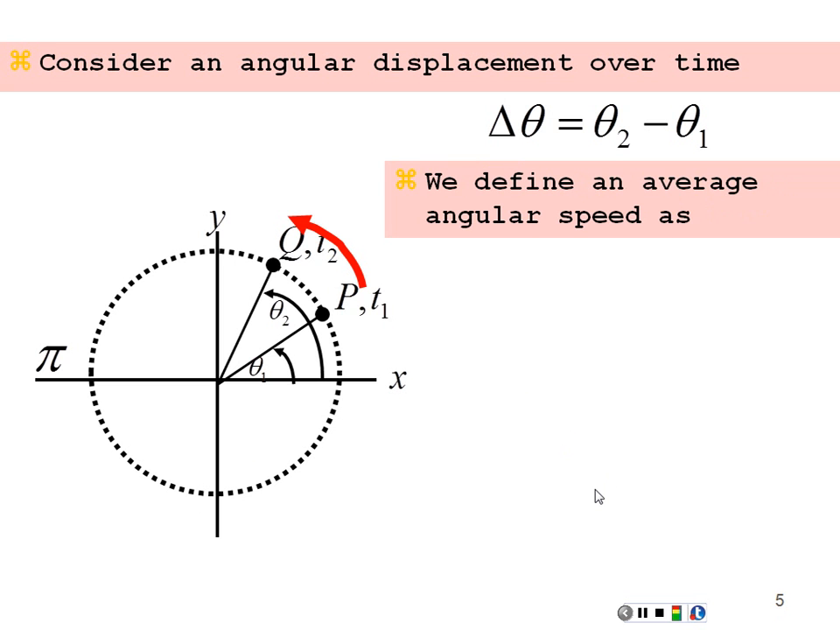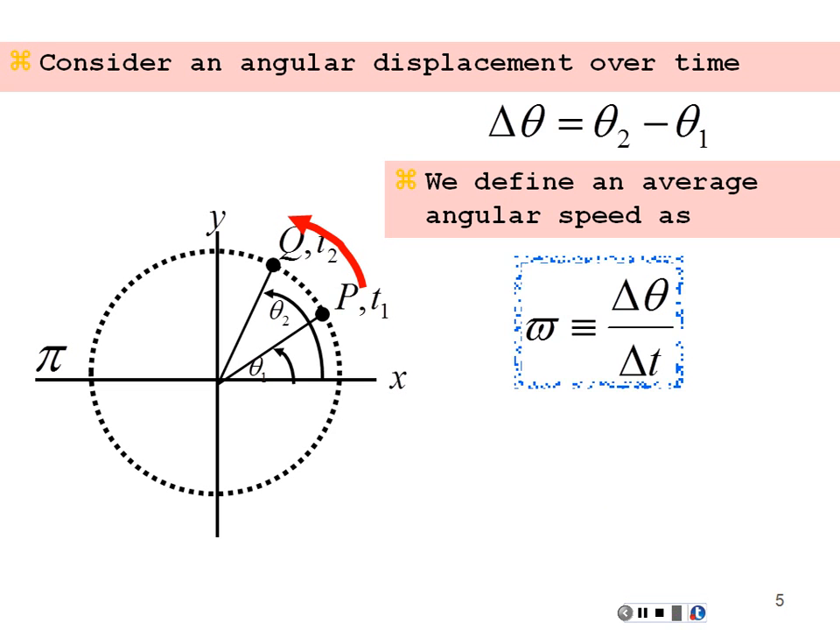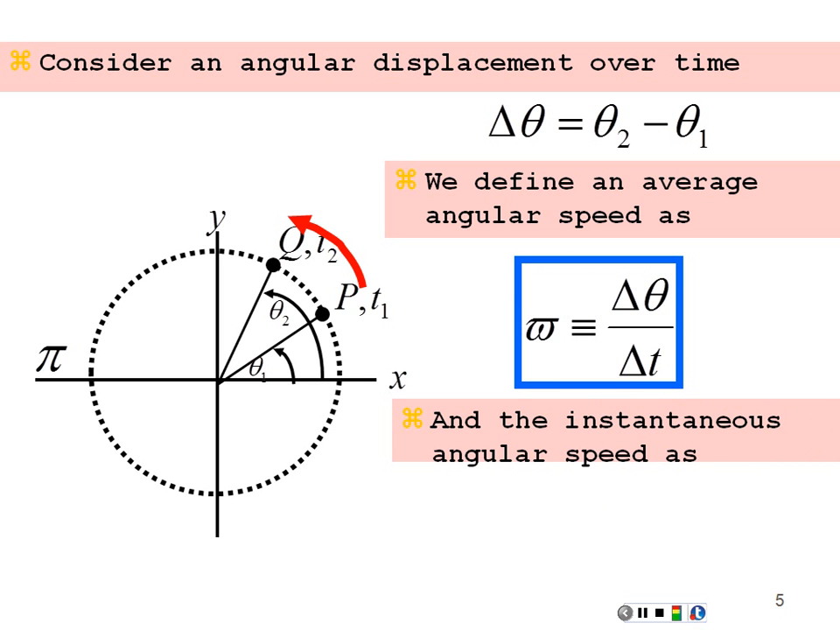With this angular displacement, delta theta, we now define an average angular speed as omega with a bar over it, and it is defined to be the angular displacement delta theta over the time interval delta t. If the time interval approaches infinitesimally small, then our instantaneous angular speed, omega, is equal to our infinitesimal change in angle, d theta, over our infinitesimal change in time, dt. So the instantaneous angular speed is the derivative of the angle with respect to time.